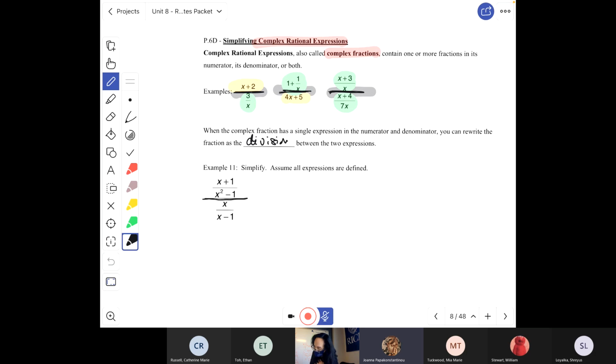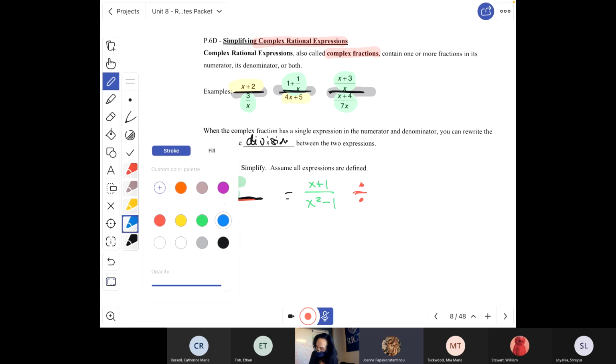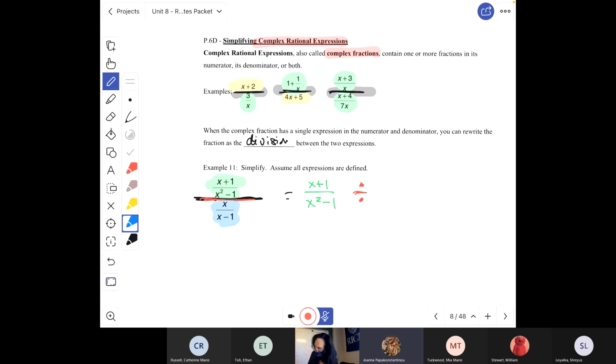So let's simplify this complex fraction. In the numerator and denominator, I have both rational expressions. So my numerator is just this. So I can rewrite this as x plus 1 over x squared minus 1 divided by the denominator. Can everybody see how I turn that complex fraction into division? Numerator divided by denominator. Now what?